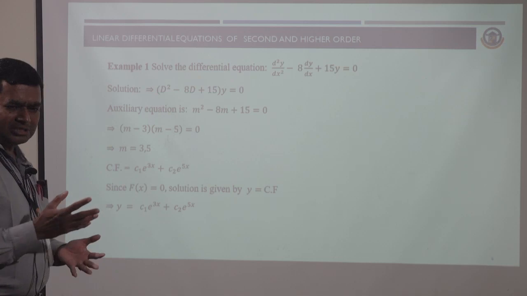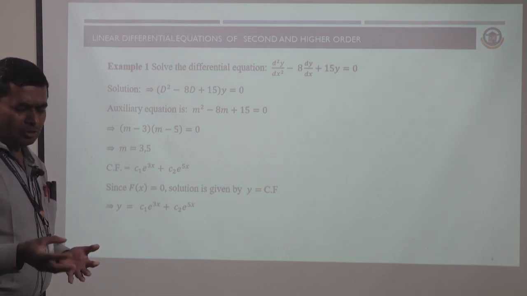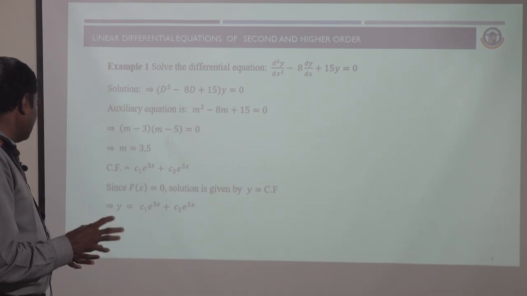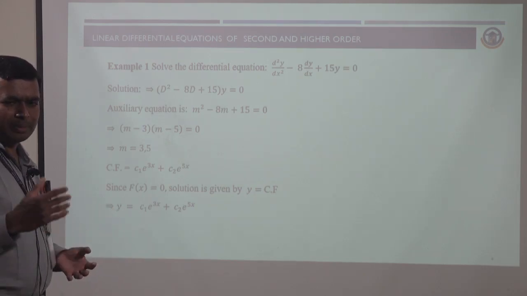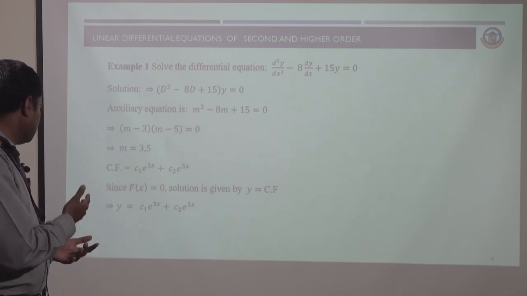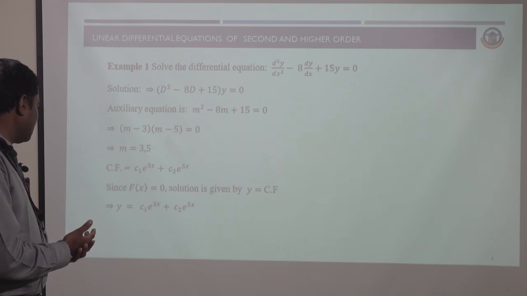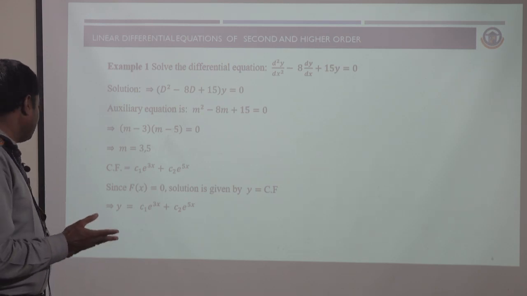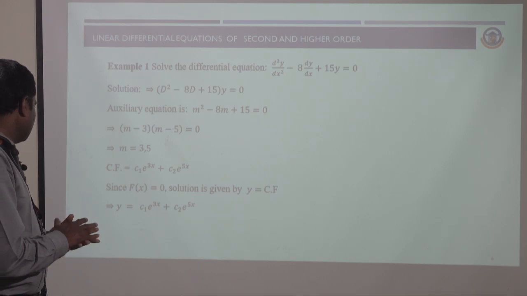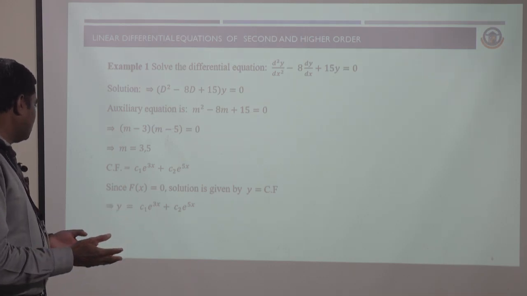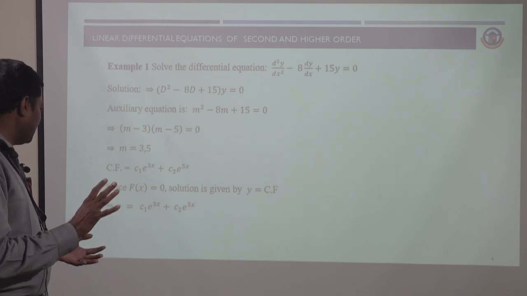So here m is equal to 3, 5, the roots are real and different. So how to write the complementary function? The complementary function is c1 e to the power m1x plus c2 e to the power m2x, we already know. So m1 is equal to 3 and m2 is equal to 5. Therefore the complementary function is c1 e to the power 3x plus c2 e to the power 5x. The f of x on the right hand side is equal to 0. Therefore in this problem the solution y is only the complementary function.